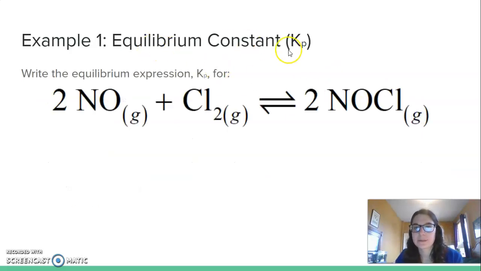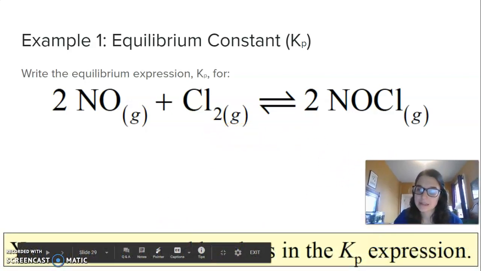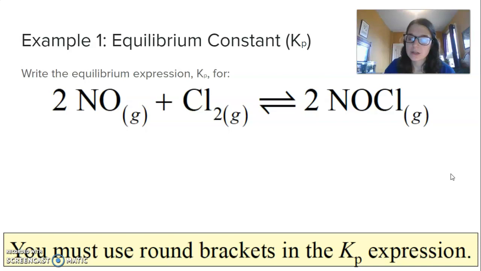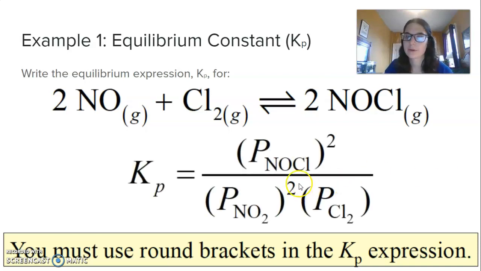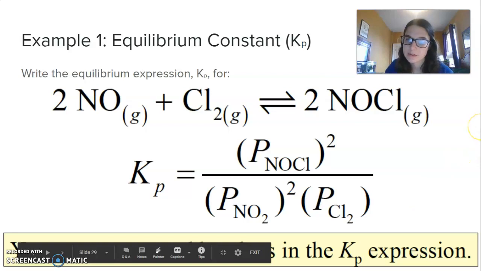So here we have an equilibrium constant, this time using pressure. Here all species are gases, so we can use their pressures. We're still going to have reactants on the bottom and products on the top, raised to their stoichiometric coefficients. This time, be sure again that you use round brackets in the Kp expression. So for your Kp expression, you should end up with the pressure of NaCl, our product, to the second power over the pressure of NO2 gas to the second power times the pressure of Cl2 gas.